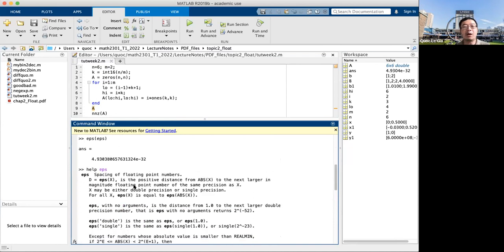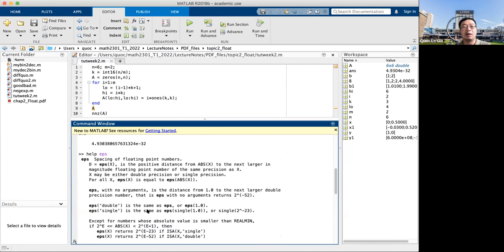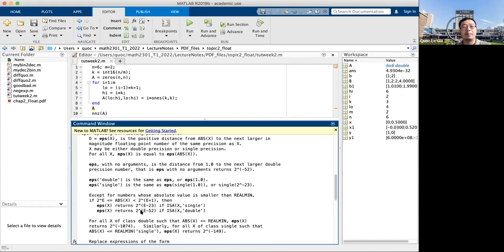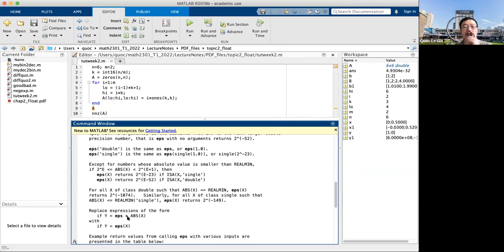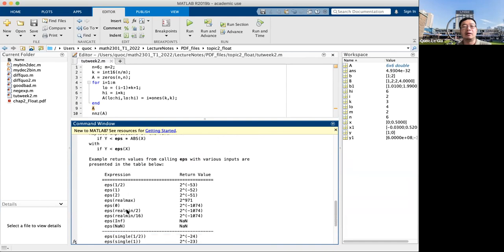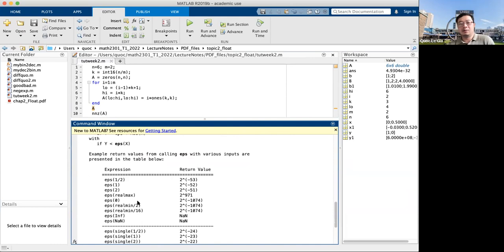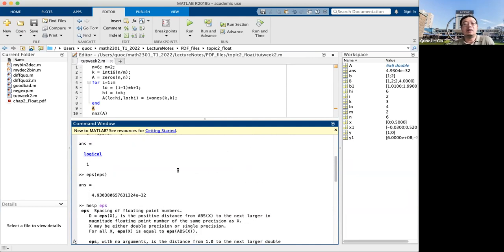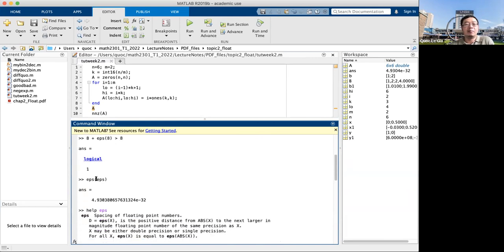Yeah, so epsilon is the positive distance to the next larger number of the same precision. Epsilon without any parameters is the same as epsilon of 1. Otherwise, you have to find the binary representation. There are a lot of examples here, so maybe you just look it up. Essentially, epsilon of epsilon is still okay, provided that you find the binary representation of epsilon.